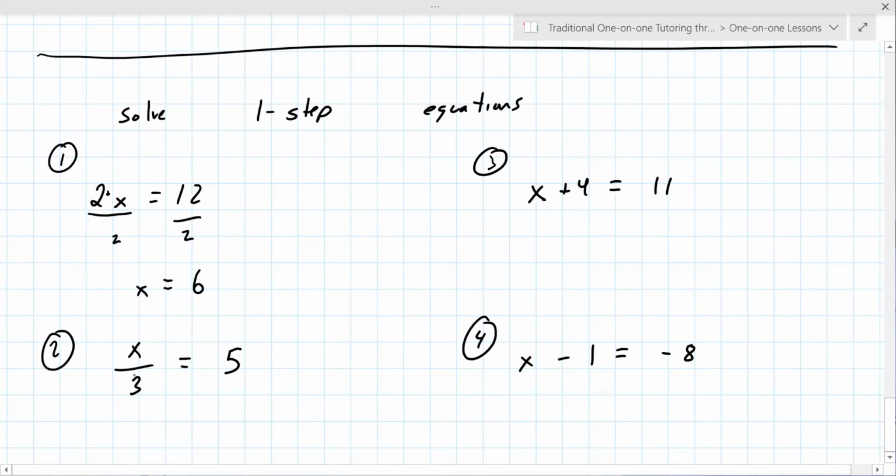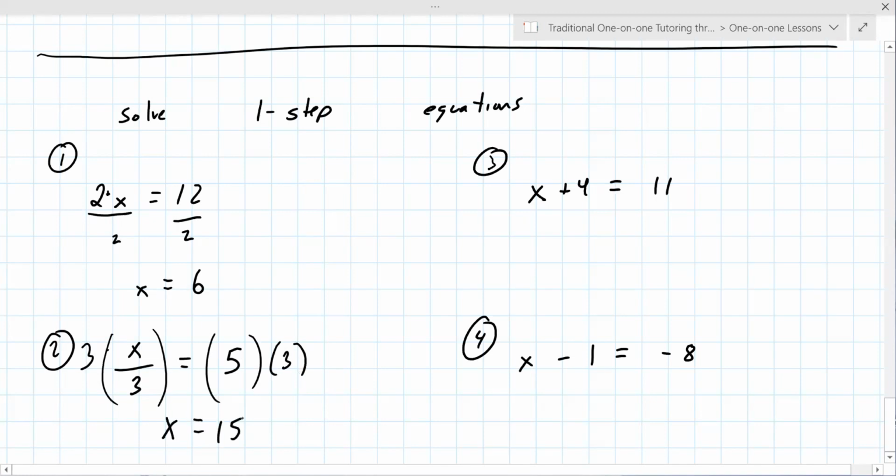What is the 3 doing to the x? Is it adding, subtracting, multiplying, or dividing? Okay, and then for that right here, you just have to divide both sides by 3. It's already divided by 3. So how do you undo division? Multiply. Multiply by 3. That's 15. X is 15.